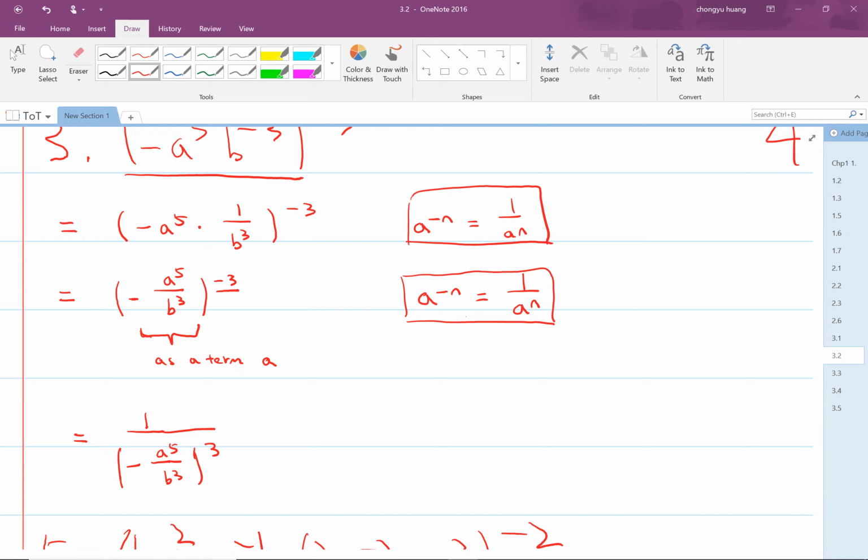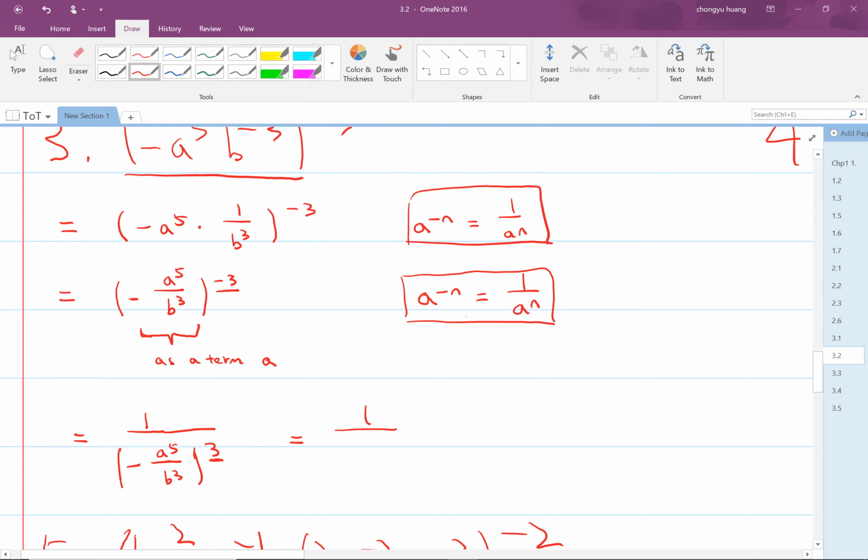So basically, on the previous step you see negative a to the power 5 over b to the power 3 as a term a, right? So therefore we are able to apply the property on the right. So now it just becomes this, okay? After that we have to simplify a little more, right? Everyone knows how to simplify the bottom part, since the power over here is 3, so it's an odd number, right?